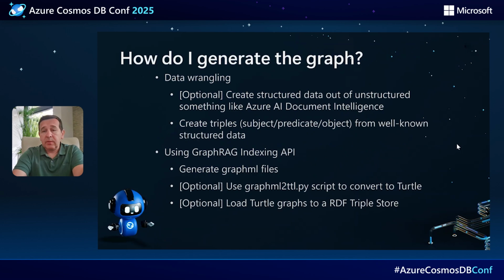And then we create triples, subject, predicate, object, from this well-known structured data. But there's another mechanism using GraphRag, as I mentioned. It has an indexing API that allows you to index your unstructured data. In that process, it generates a bunch of GraphML files. You can take these GraphML files and convert them using a utility called graph2ttl. That's the script that we include in the repo that I'm going to reference later. You convert it to Turtle format, and Turtle is recognizable by any RDF triple store. You load it into that store, and you do the inference in that triple store.